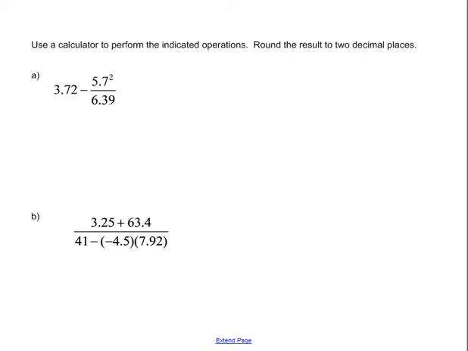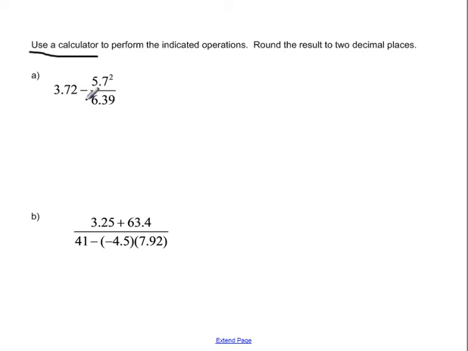Use a calculator to perform the indicated operations. Round the result to 2 decimal places. So as we look at these problems to work, notice that they're telling us to use a calculator, and we can see how the calculator is going to be really helpful because we've got lots of decimal numbers running around here. Having to work all these operations by hand would be pretty tough.